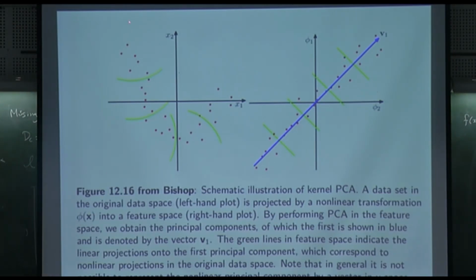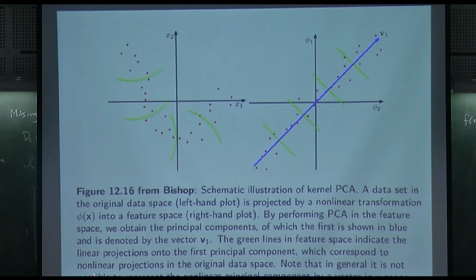If you chose the right kernel, which is able to pick this curvature, basically this is the level, you end up getting this as the direction. There is an orthogonal direction to this as well, but the orthogonal direction is so tight I can ignore it. By performing PCA in the feature space, we obtain principal components, of which the first is shown in blue and is denoted by V1. The green lines in the feature space indicate the linear projections onto the first principal component, which correspond to nonlinear projections in the original data space.